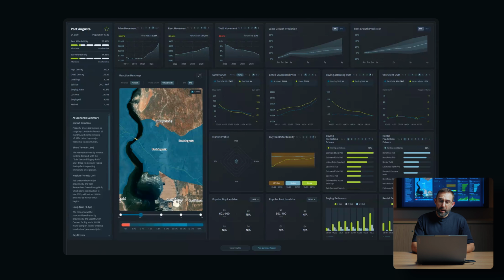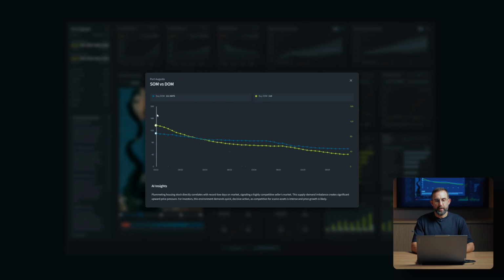And if we look at why, we can see here that the days on market and the stock on market have both fallen at an equal rate. This has continued to drive demand within the area.